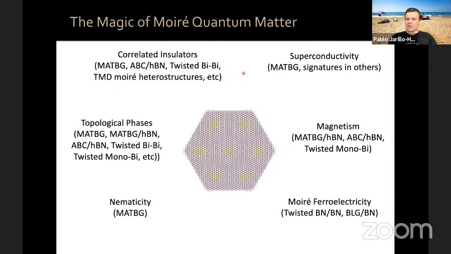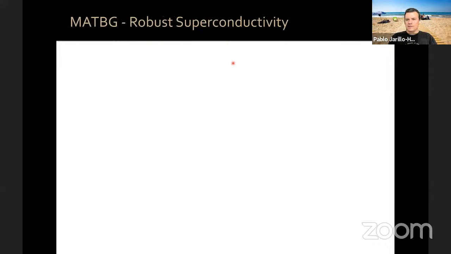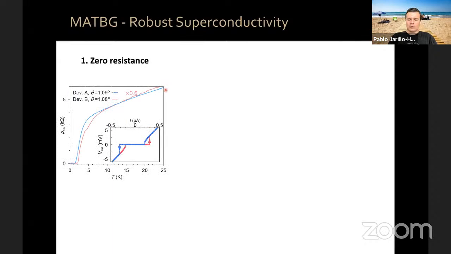Superconductivity is still sort of special within condensed matter physics. In magic angle twisted bilayer graphene, robust superconductivity has been seen and reproduced by many groups. What do I mean by robust superconductivity? On one hand, the observation of zero resistance. When you cool down these two different magic angle graphene devices, your resistance goes down linearly, which is strange metal behavior. Then there is a superconducting transition and the resistance goes down to zero.